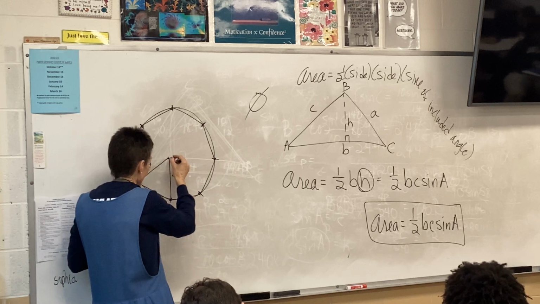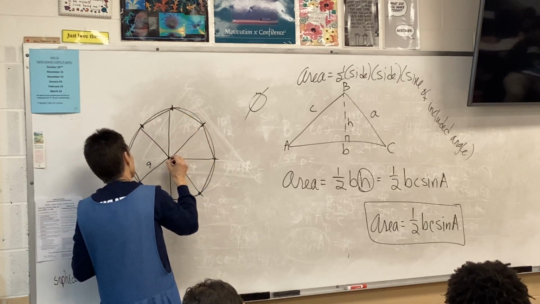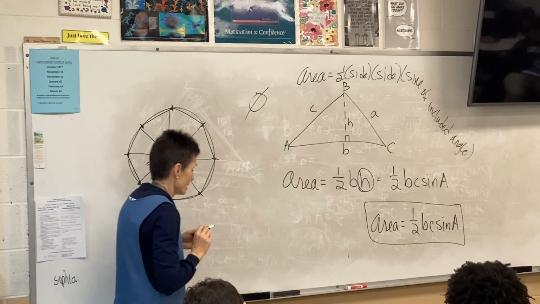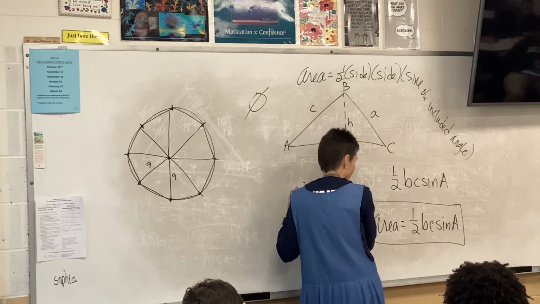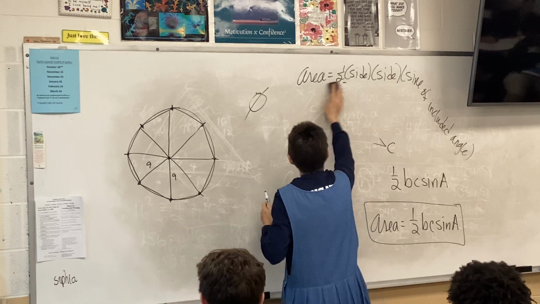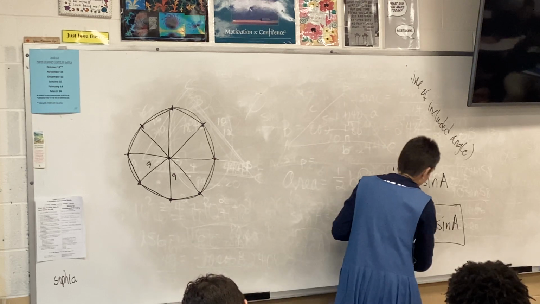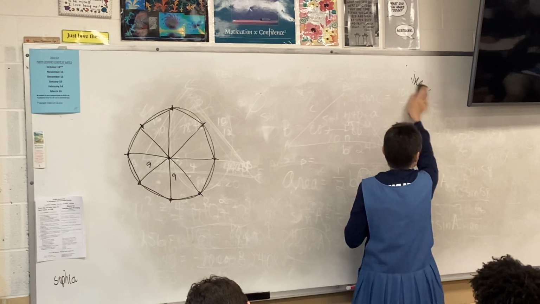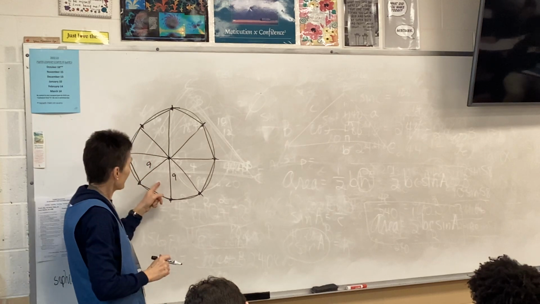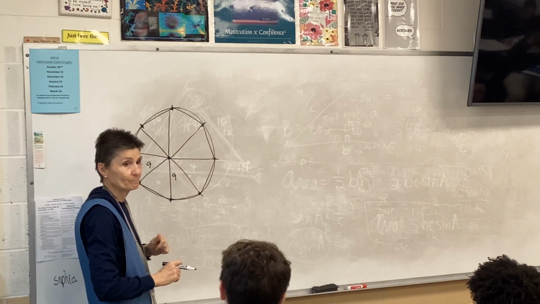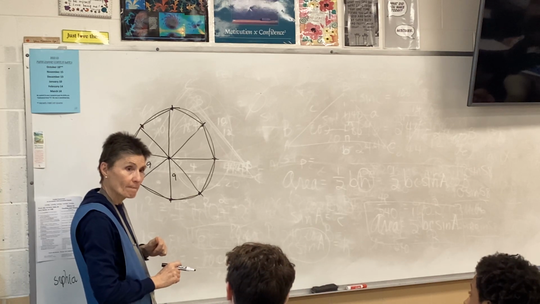So obviously I can draw in a whole bunch of radii, right? If I do that, then my octagon is split up into a bunch of triangles. And are all those triangles the same? So if I could find the area of one of those triangles, then I would just multiply by 8 and I'd have my answer. And it's 45 degrees, each triangle.